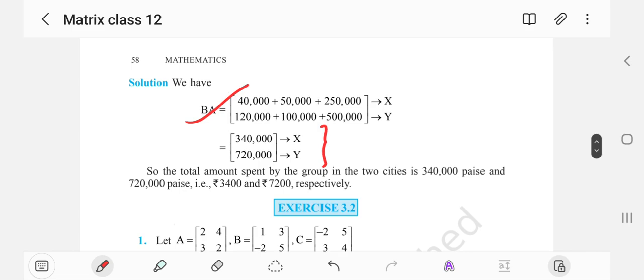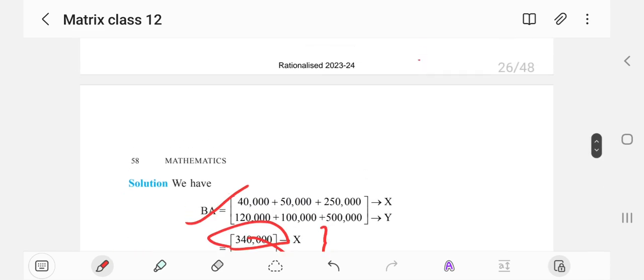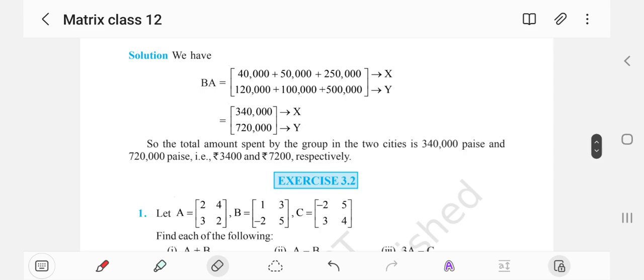Don't forget to divide each and every cost you have received by 100. Why? Because this is in paisa and we have to convert it into rupees. Sorry, earlier I told you to divide by 1000. It will not be divided by 1000. It will be divided by 100 because 100 paisa is equal to 1 rupee, right? So we will divide it by 100, as simple as that.